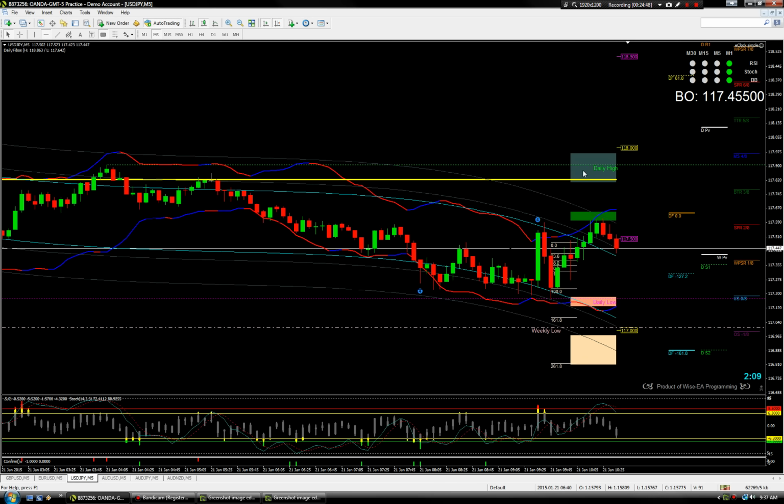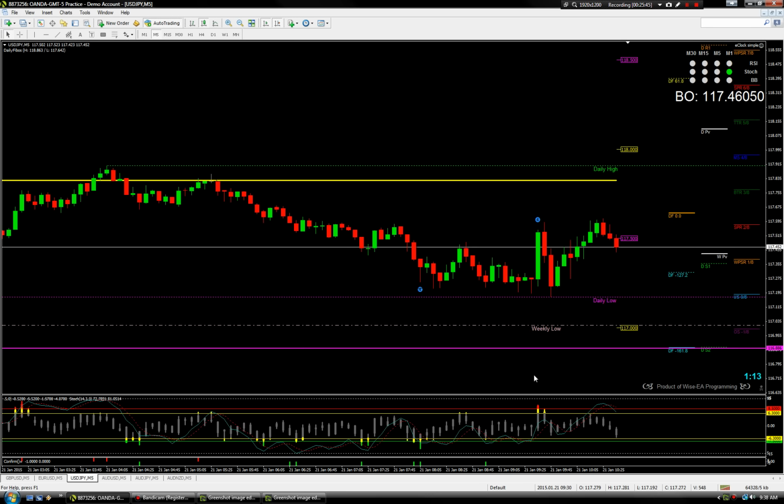We have daily FIBO 161.8 and daily support 2. We could put a line there, and this is why I say if we can get a horizontal line alert, this will be so nice. Because then when price hits that, whether it's overbought, oversold, or not, we'd want to know about it.